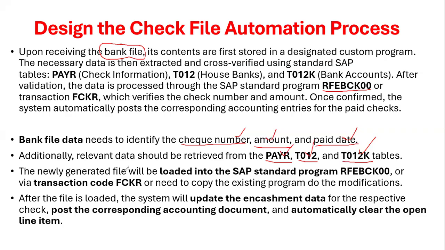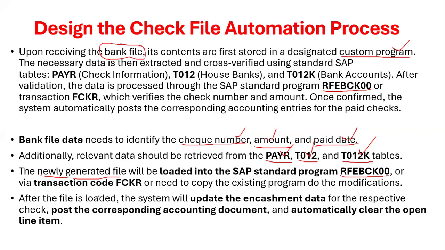The newly generated file will be loaded into the SAP standard program. With all this information, the custom program converts the data into one new file, the newly generated file. It will be loaded into the SAP standard program via transaction code FCKR, or you need to copy the existing program and make modifications. If you are not creating your own customized program, copy the existing program and make modifications if necessary.